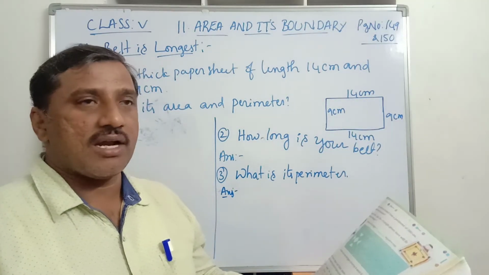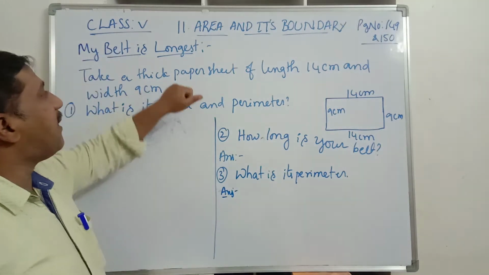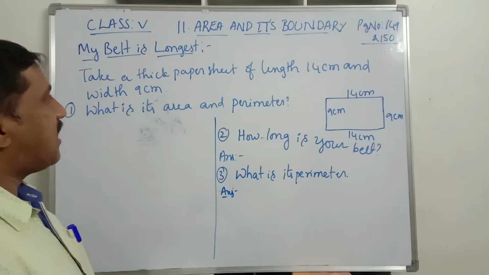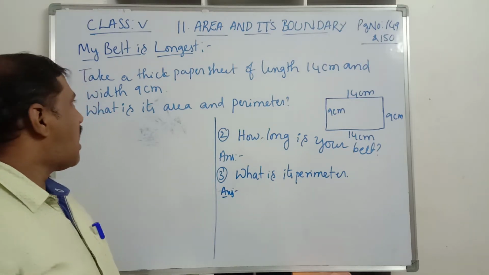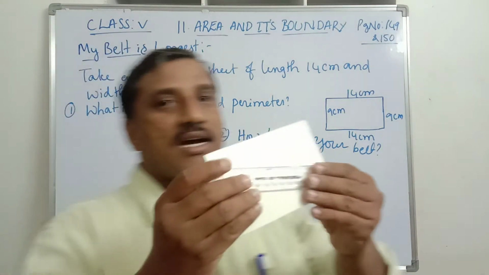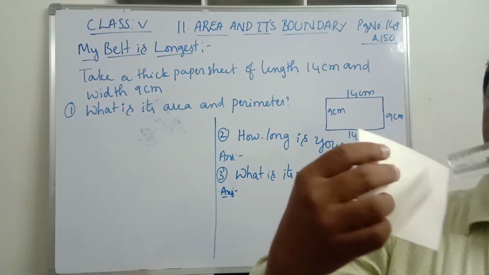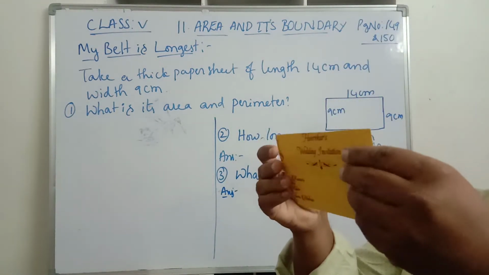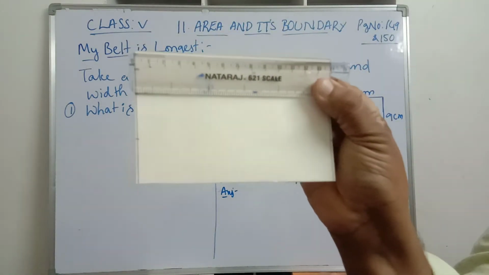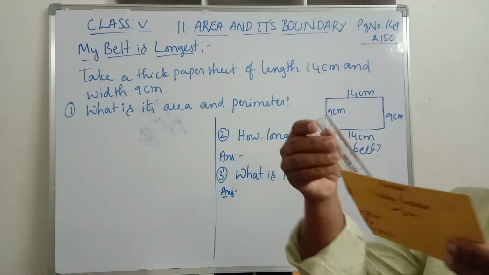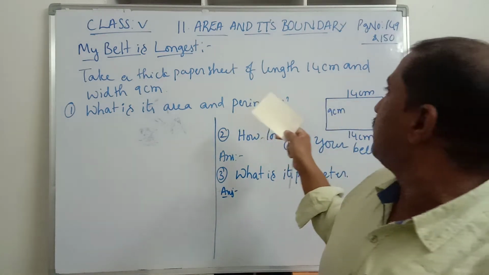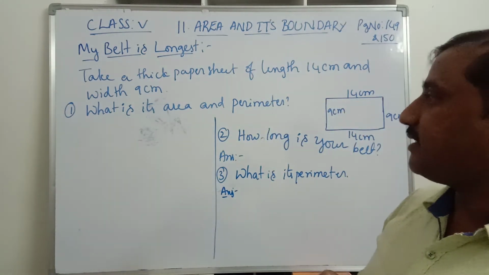Take a thick paper sheet of length 14 centimeters and width 9 centimeters. 14 centimeters is the length and 9 centimeters is its width. You see, I have taken here one paper sheet. If you observe clearly, you can see this. It is 14 centimeters, and its width is 9 centimeters.